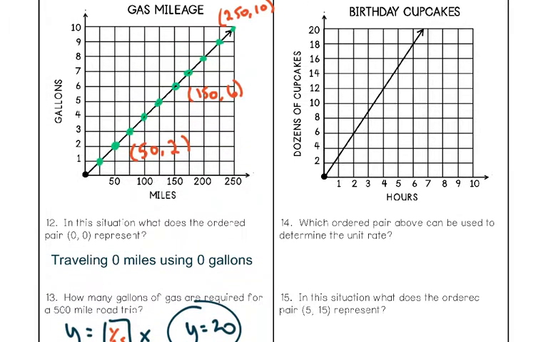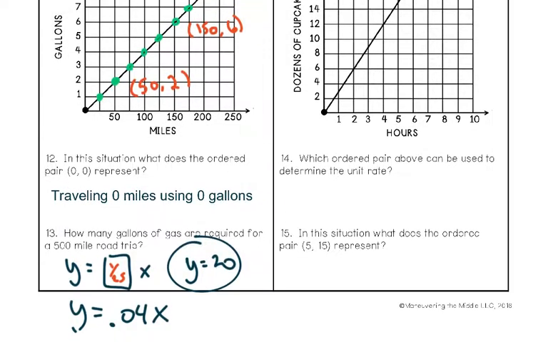You could also look at the graph and look at the pattern. If at 250, we've gone 10 gallons or used 10 gallons, when we go 500, we need to double our amount of gallons. So it's proportional. That's why that works. Let's look at the next one.